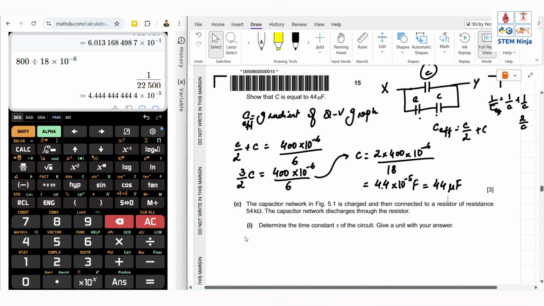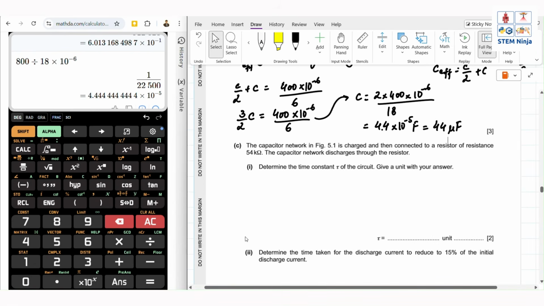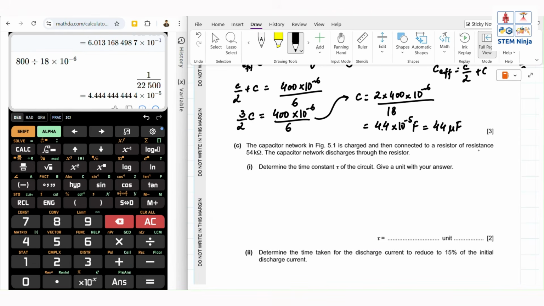The capacitor network in figure 5.1 is charged and then connected to a resistor of resistance 54 kilo ohms. The capacitor network discharges through the resistor. Okay. Determine the time constant T of the circuit.